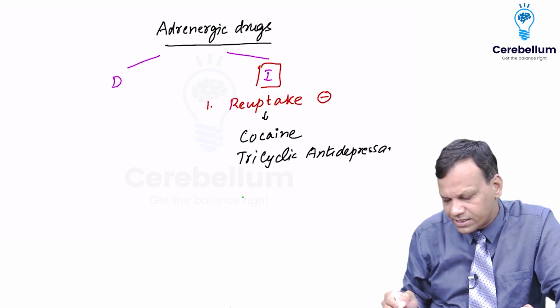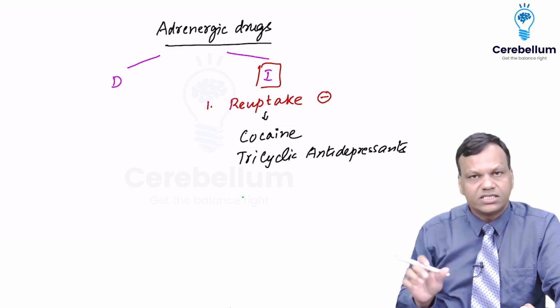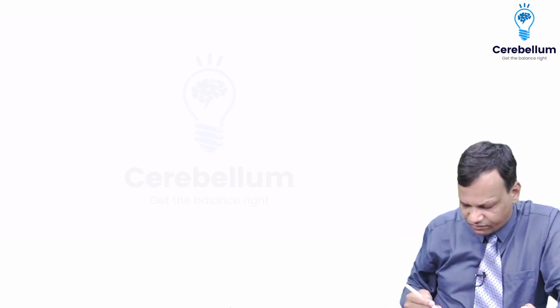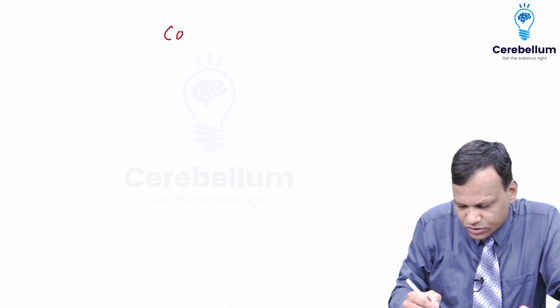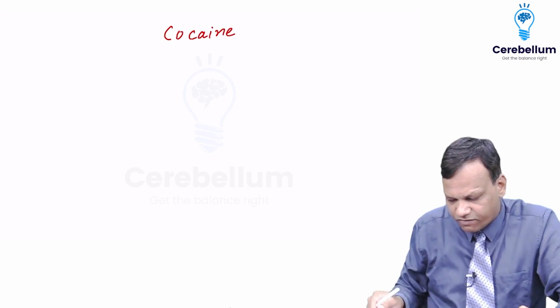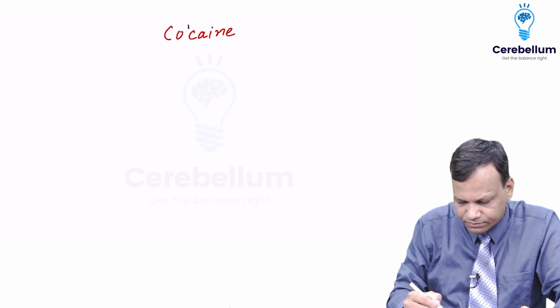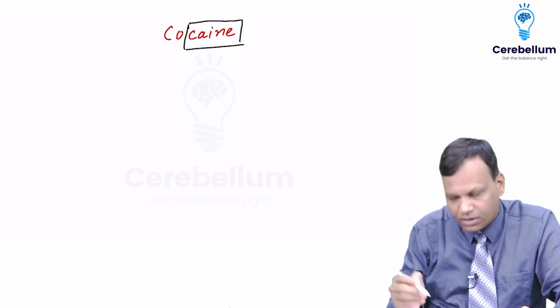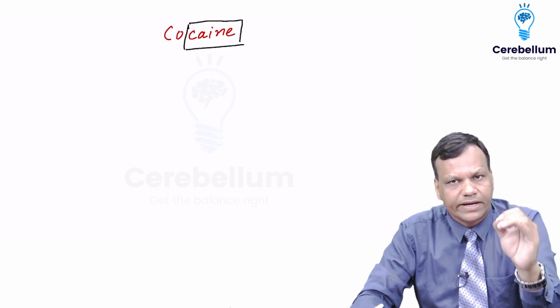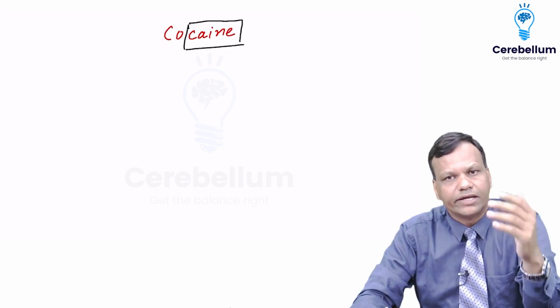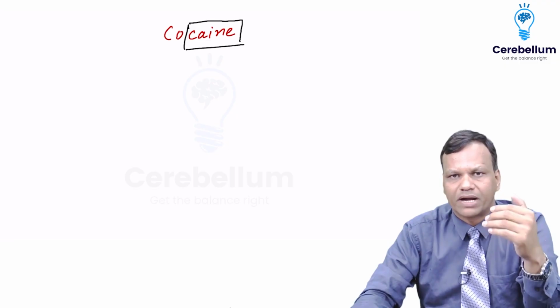They act by inhibiting the reuptake. So we'll discuss these one by one, starting from cocaine first. Cocaine, if you see, the name of cocaine ends with "cane". Do you remember which other drugs end with cane? Name a few drugs like lignocaine, bupivacaine, prilocaine.